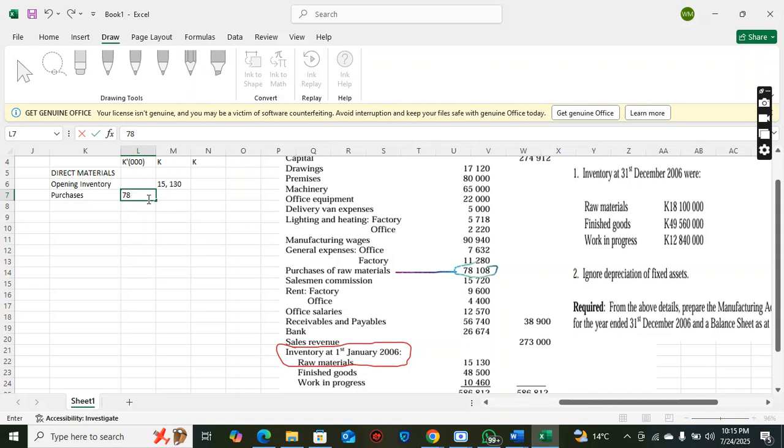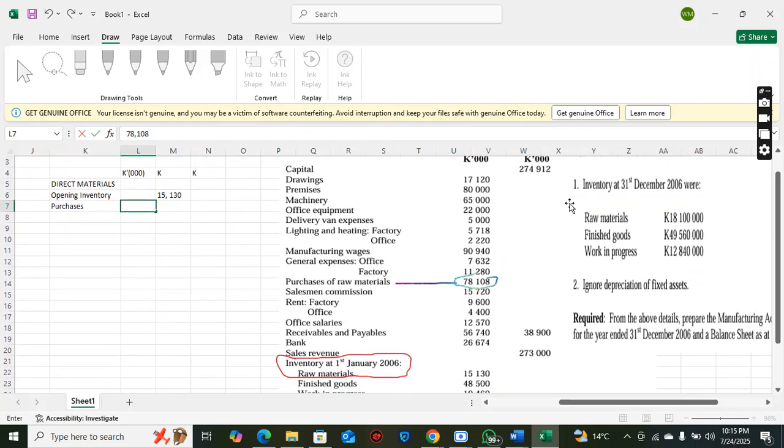Is there any carriage inwards in here? There's no carriage inwards. Are there any purchase returns? Return outwards. Let me see. Okay. So then the amount we can put it here in the middle, 28,108.